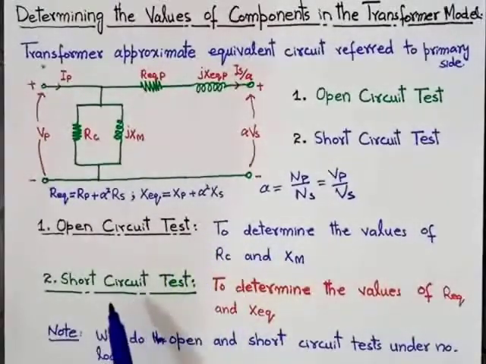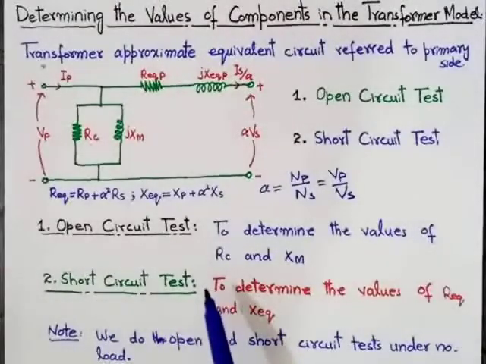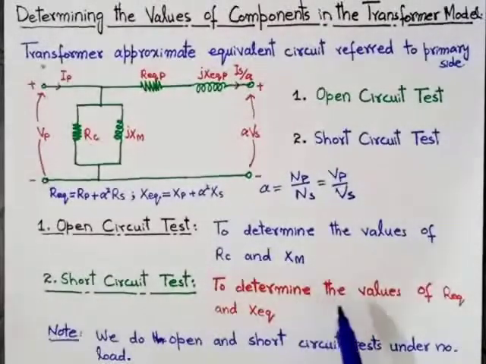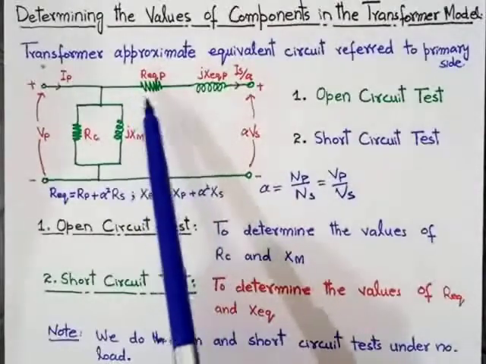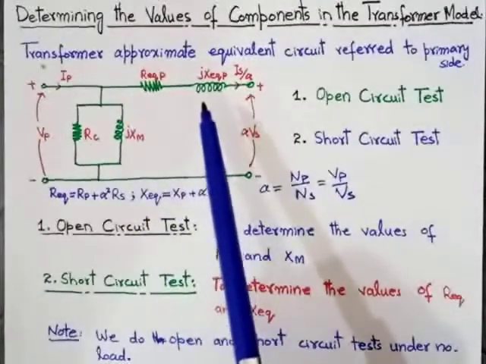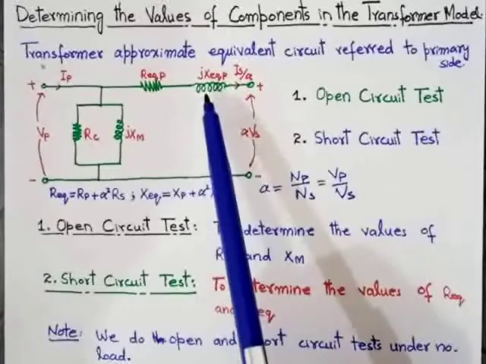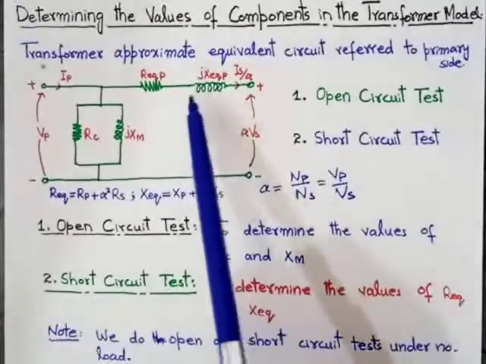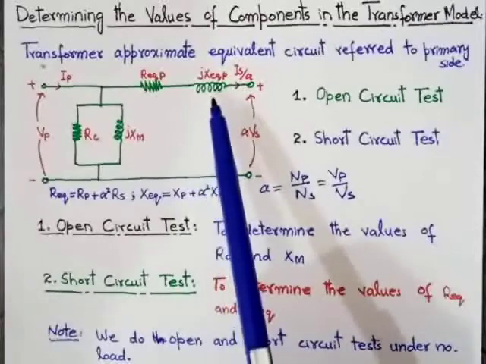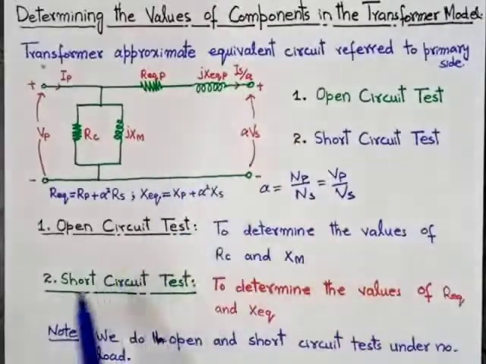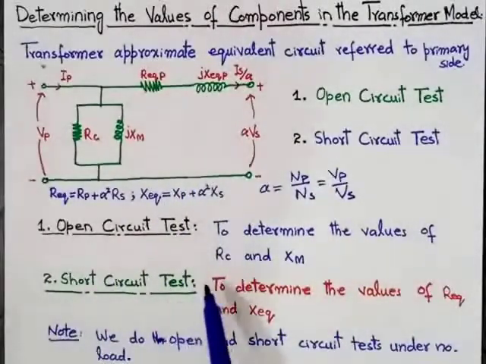And we perform the short circuit test of the transformer to determine the values of R equivalent and X equivalent. As you can see in this circuit, this is the R equivalent and this is the X equivalent. To determine the values of R equivalent and X equivalent, we perform the short circuit test of the transformer.